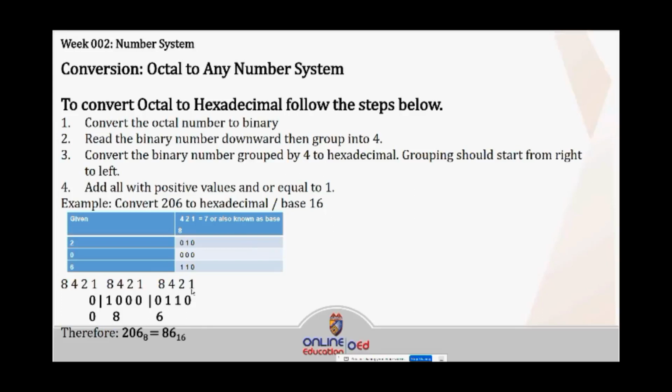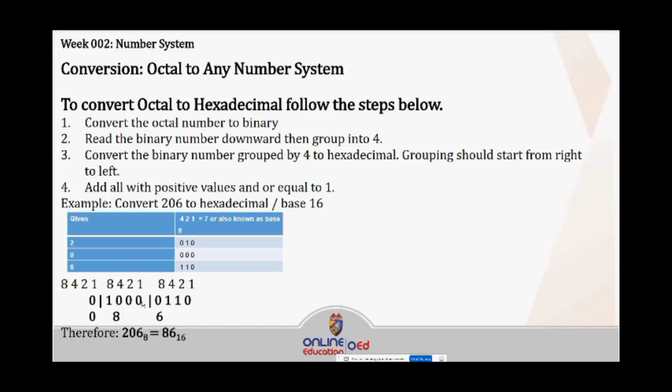So 0 is aligned with 1, and 1 is aligned in 2 and 4, 1 is aligned in 4 and 0 is aligned in 8. So we need to say our values that are true is 4 and 2. So 4 plus 2 is 6. Okay, that's how we arrive at 6.